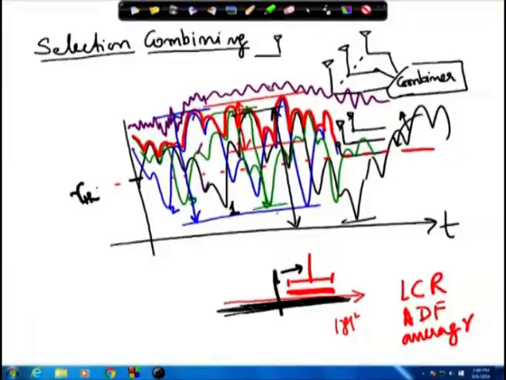It will be higher than that, and if the average SNR is here for all the branches, the combined average SNR would be somewhere there, which in this case is 3 times the gamma bar of each of the SNRs. So this is a very interesting result that we have got, and the next very interesting thing that we need to calculate is the probability of error.